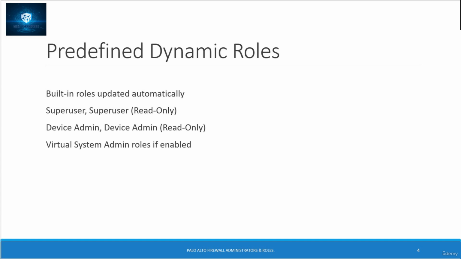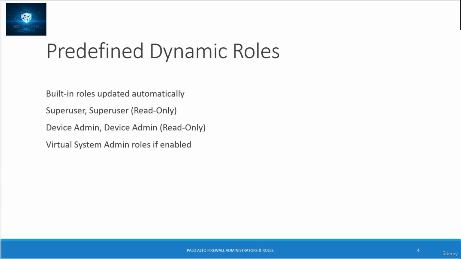Now, about the predefined dynamic roles, Palo Alto Firewalls comes with several built-in dynamic roles that are automatically maintained by the system. Now, these include the super user, then you have the super user read only, then you have the device admin and the device admin read only. Now the admin is the user that we are using since the beginning of the course, right? This is the admin user which you have by default created, and then once you log in for the first time, you change the password for that. By default, the username and password is both admin.